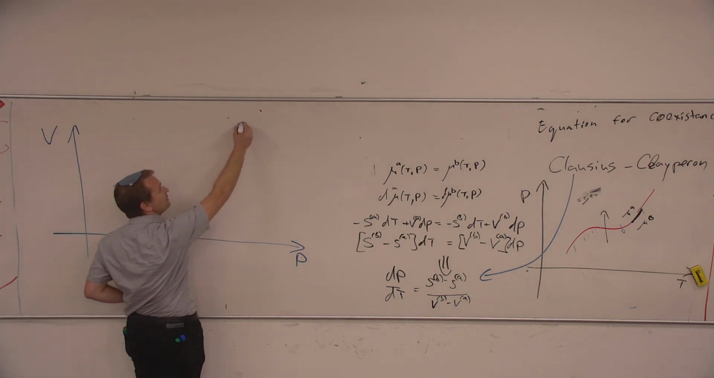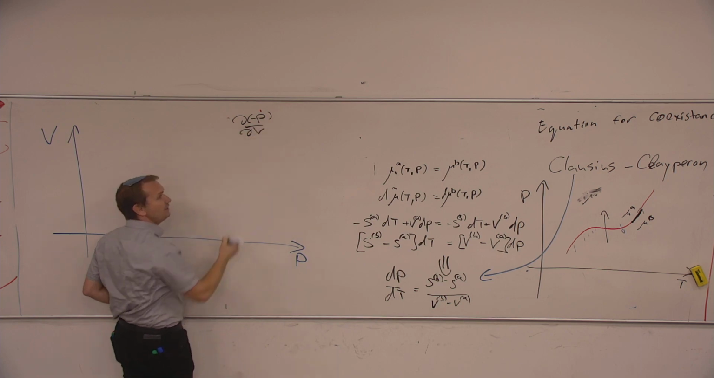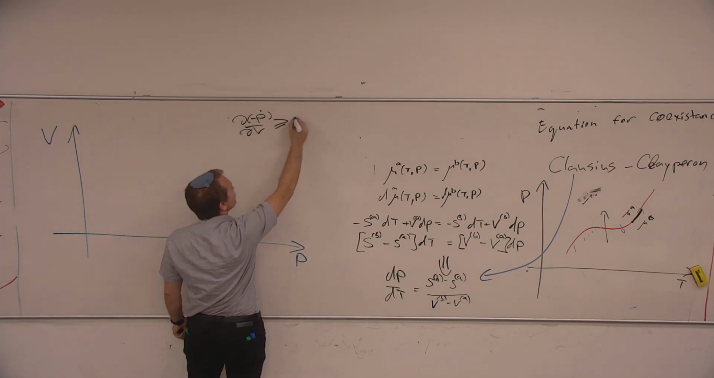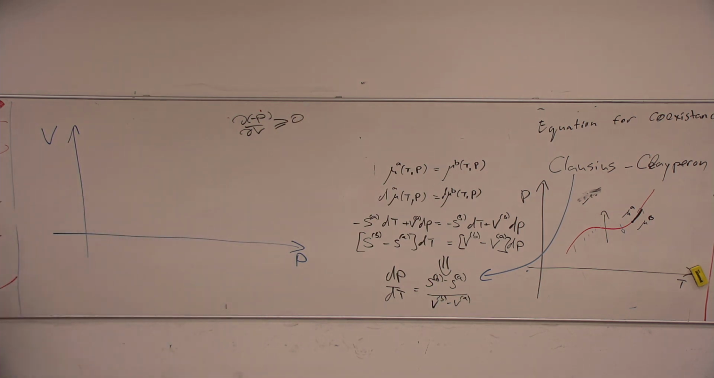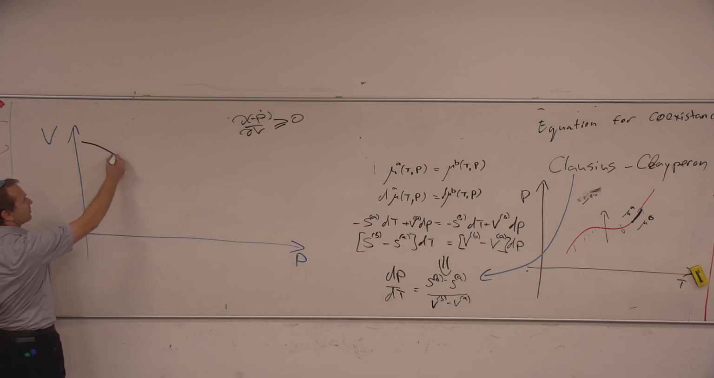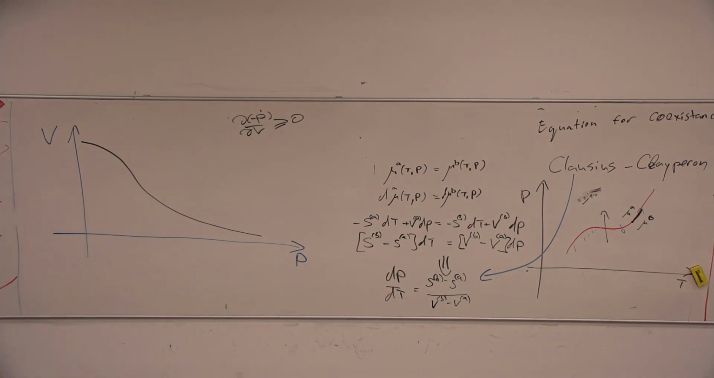So what have we proven? We have proven that (∂V/∂P) is less than or equal to zero. This is what we have proven. So V is decreasing as a function of P. This is our expectation for any system.